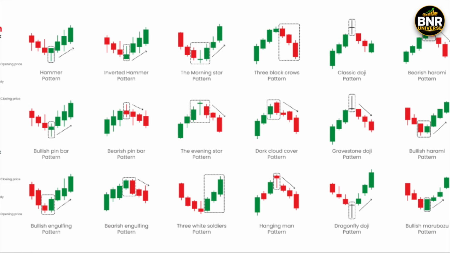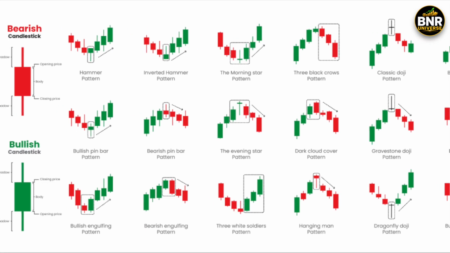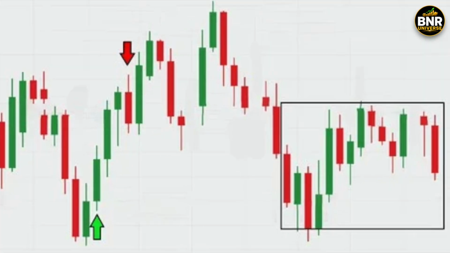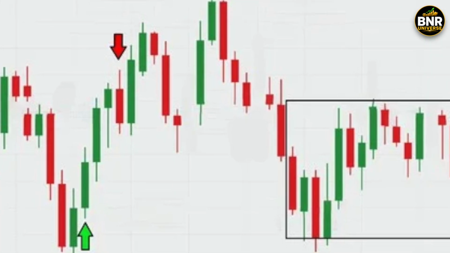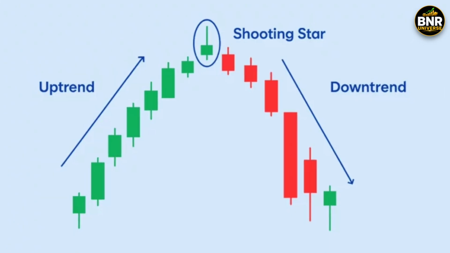Now let's see signals that indicate selling pressure. Long red candle. A large red candle means sellers dominated. The market closed much lower than it opened.